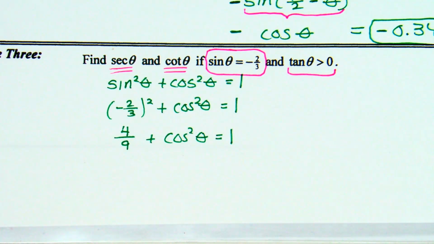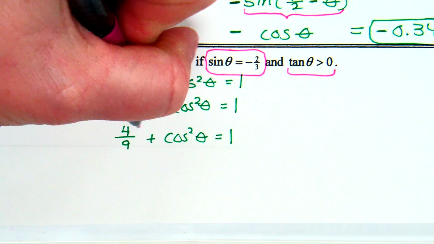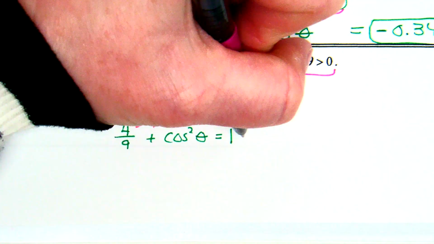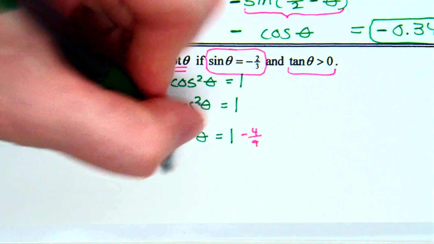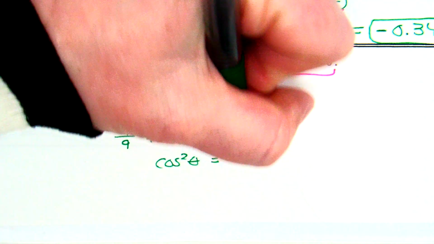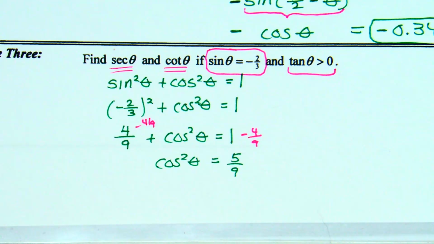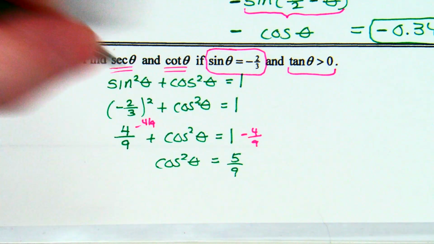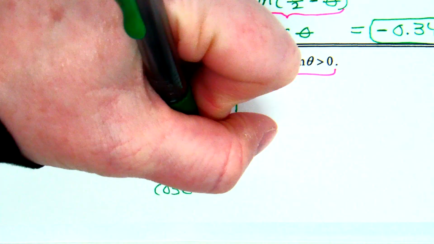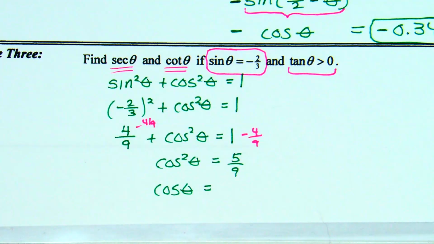Now what? Subtract the 4/9. So cosine squared theta, what is 1 minus 4/9? 5/9. What do I do to find cosine? Okay, square root both sides. So the square root of cosine squared is cosine theta. Square root of 5/9.